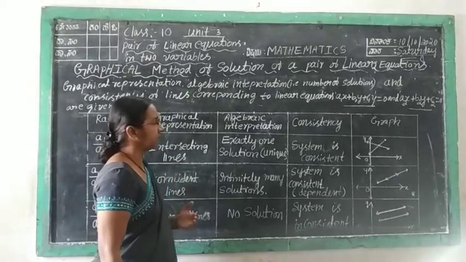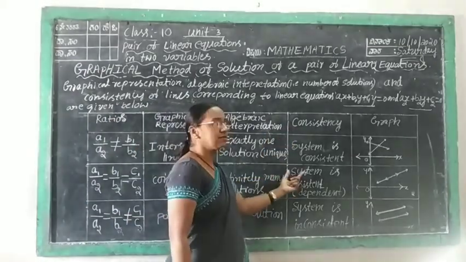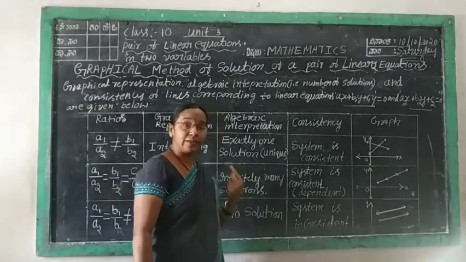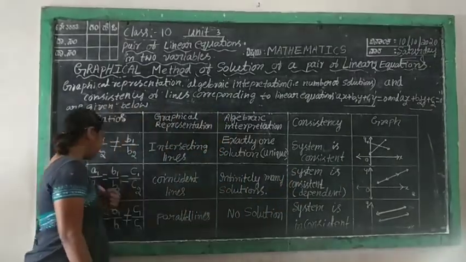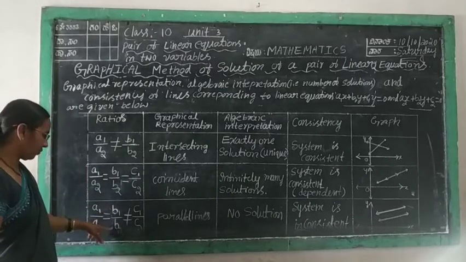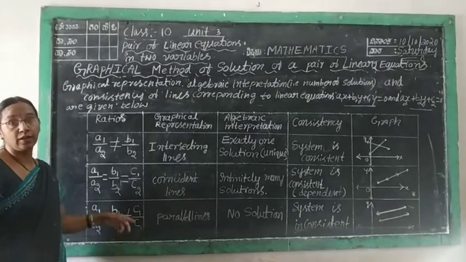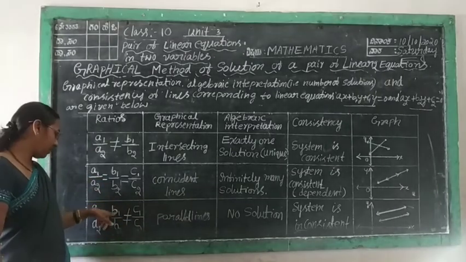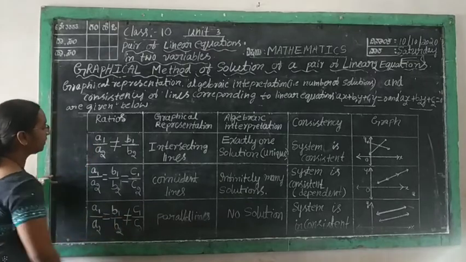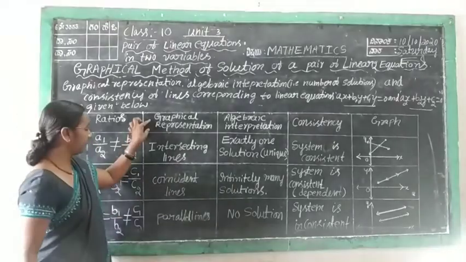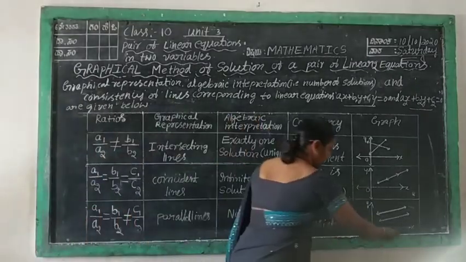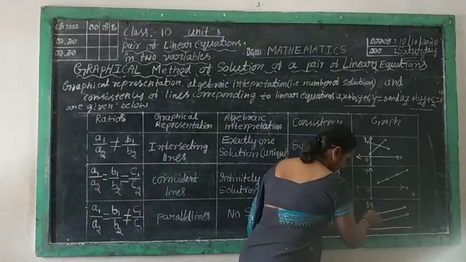Infinitely many solutions. Then consistency: the system is consistent because it has many solutions. Then the third one is a1 by a2 equals b1 by b2 but not equal to c1 by c2. Its graphical representation is parallel lines. Its graph is shown here. Parallel lines.